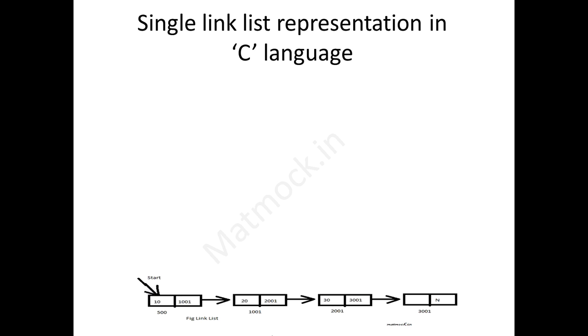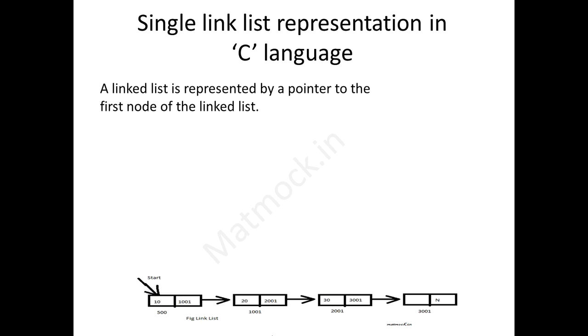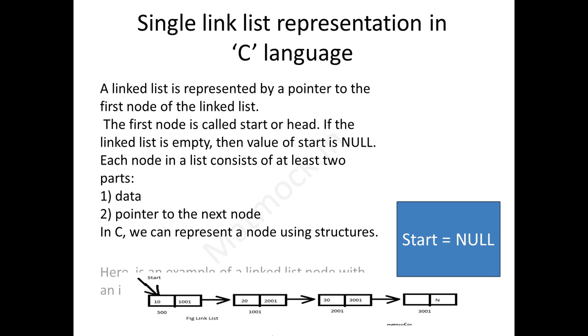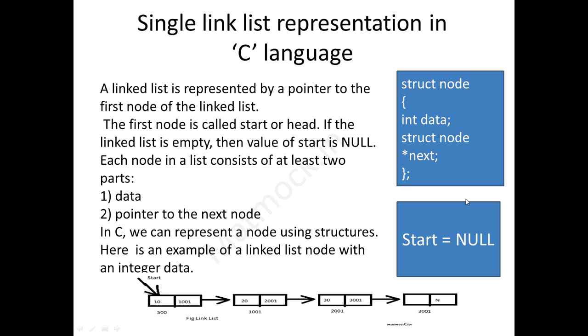Single linked list representation in C language: a linked list can be represented using a structure where the 2 parts are data part and next pointer. The data part will store the data and the next pointer will store the address of the next node.